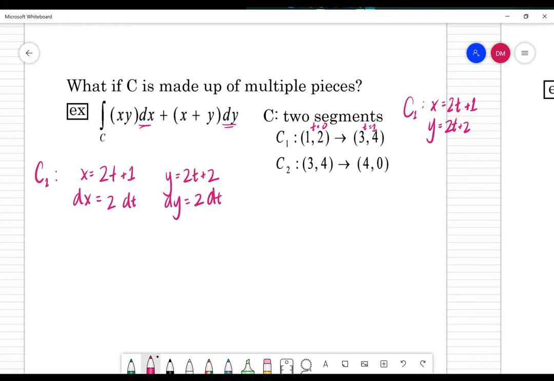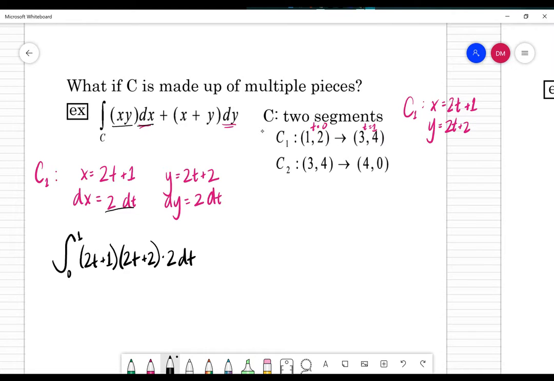So I can do my conversion directly here, where I say, okay, I'm going to convert my integral. I'm going to go from 0 to 1 because those are my bounds on t. And I'm going to rewrite this x times y. Since I know x is 2t plus 1, I'm going to multiply that by y, which is 2t plus 2. And that's going to get multiplied by what I found for dx. So that's going to get multiplied by 2 dt.